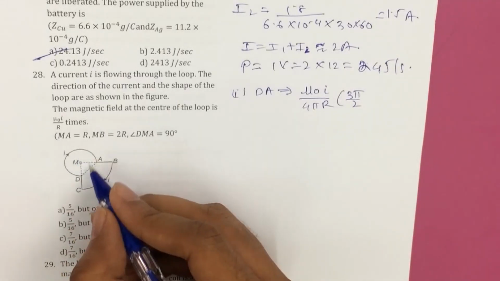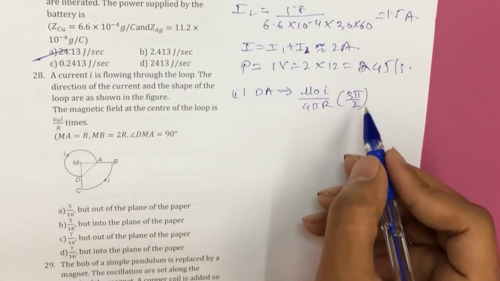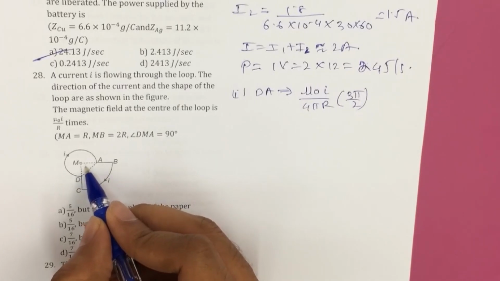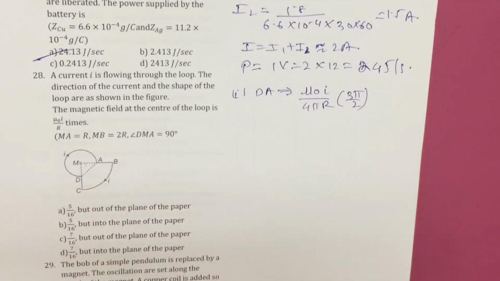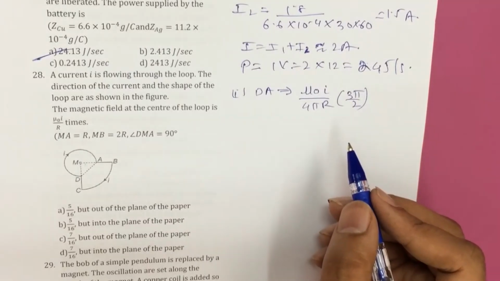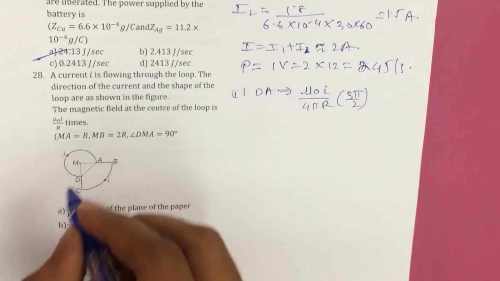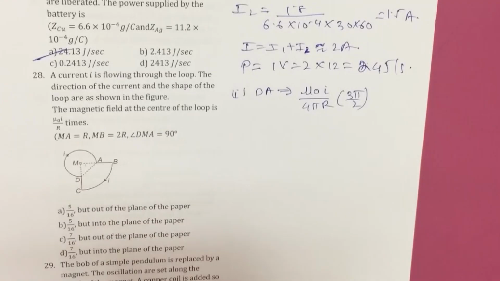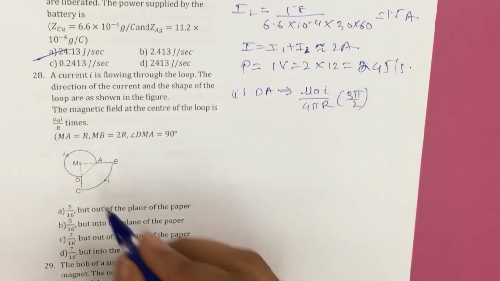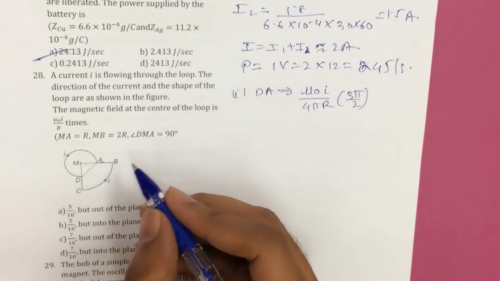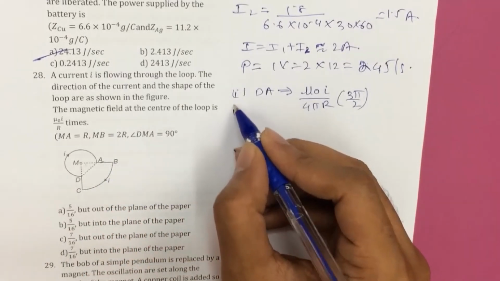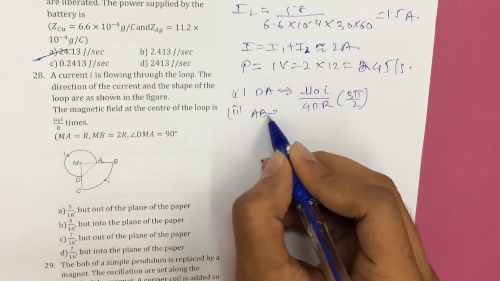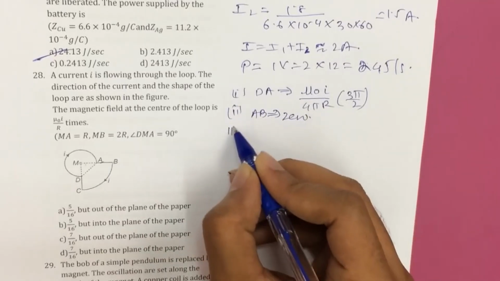So because of the curved portion DA, this is what the magnetic field is. Basically I get 3 pi by 2 by eliminating the 90 degree here from the rest of the angle. According to right hand screw rule, the magnetic field will be into the paper because of the direction of current that is given to us. Second thing, magnetic field at M due to AB would be 0.